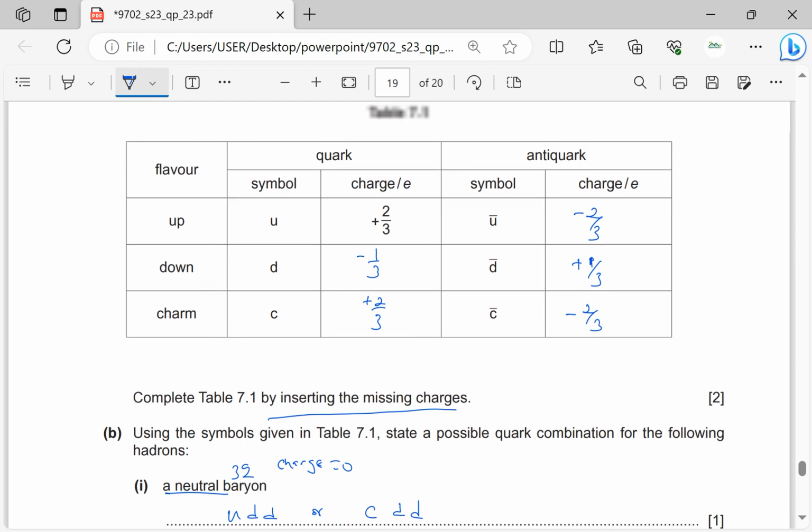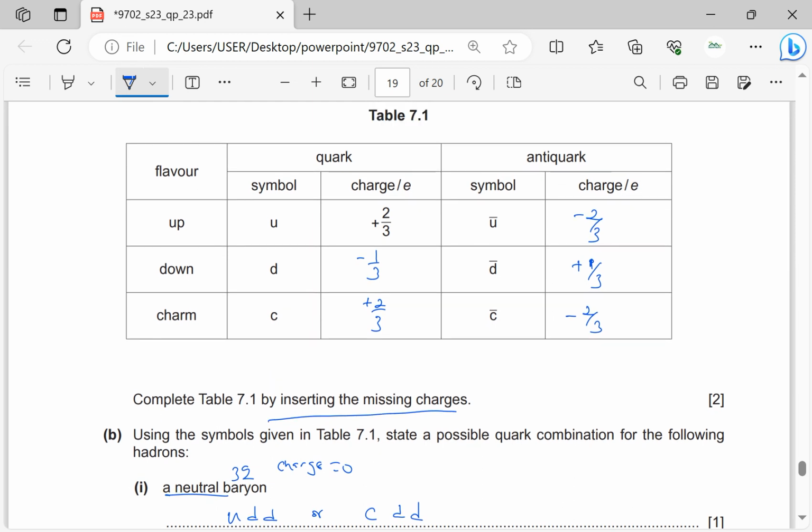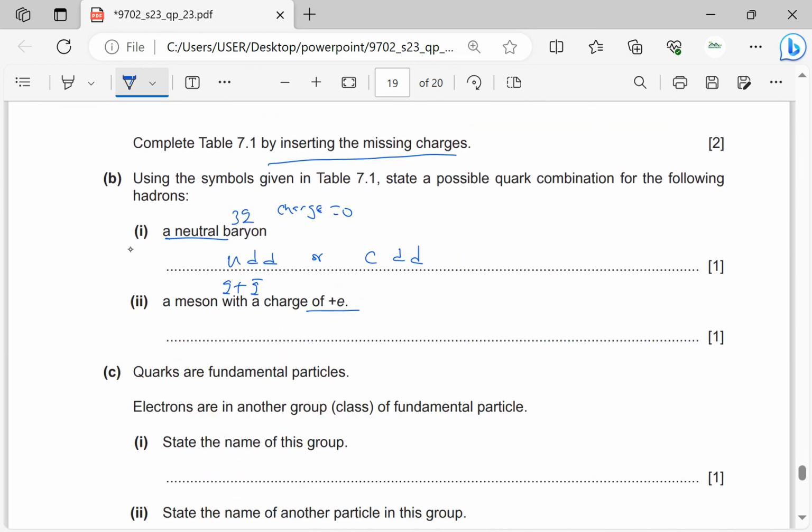We want a charge of positive e from a quark and an antiquark. When I add up and anti-up, the charge is 0. Up and anti-down, the charge is positive e. So we have up and anti-down. So I can also have charm and anti-down.